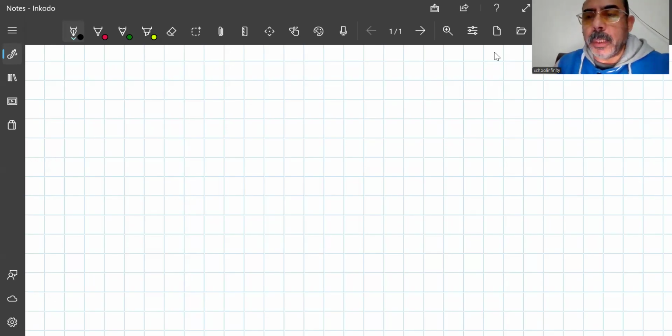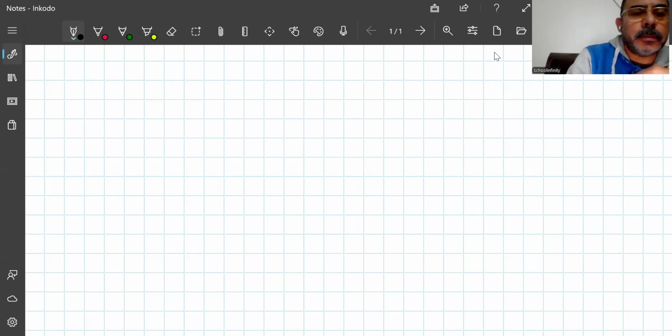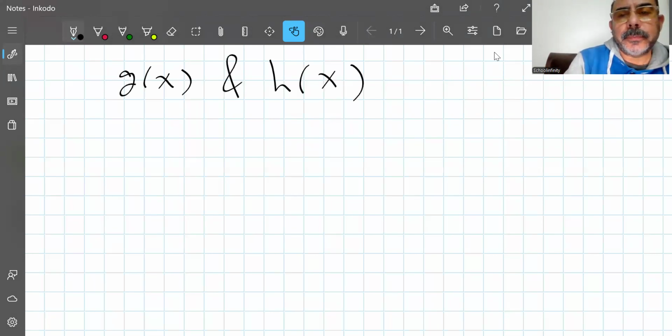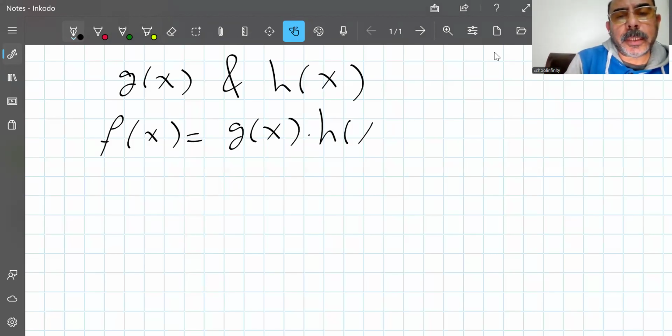Our concept today is how to differentiate the product of two functions. So if we have two functions, one of them is g of x and the other function is h of x. And f of x is the product of these two functions, so g of x times h of x.